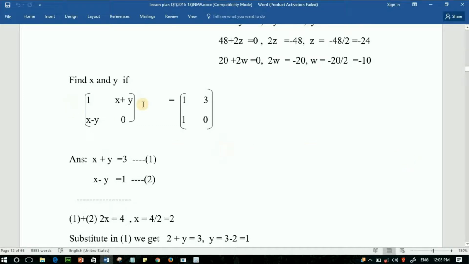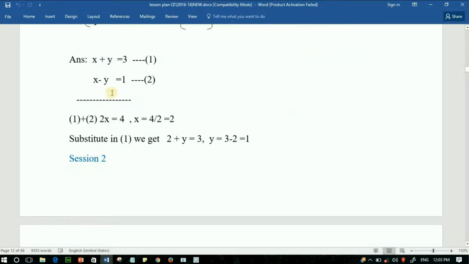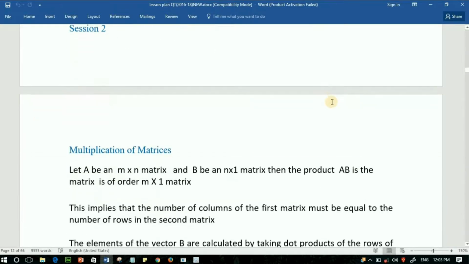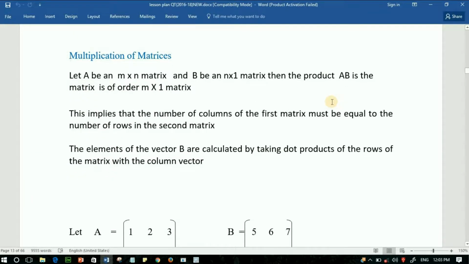Another example: [1, x+y; x-y, 0] = [1, 3; 1, 0]. Here also the left side is a 2 by 2 matrix, and the right side is also a 2 by 2 matrix, so we can easily equate the matrices. The first element gives x + y = 3, and x - y = 1. Then adding and solving these two equations, we get x = 2 and y = 1.